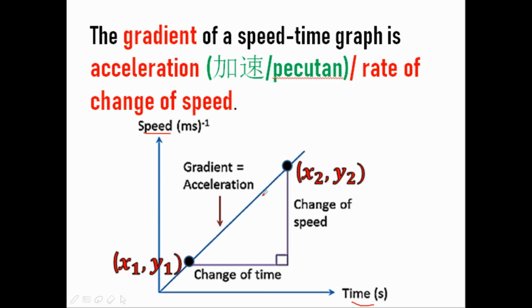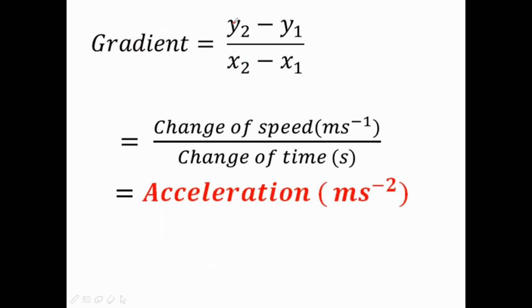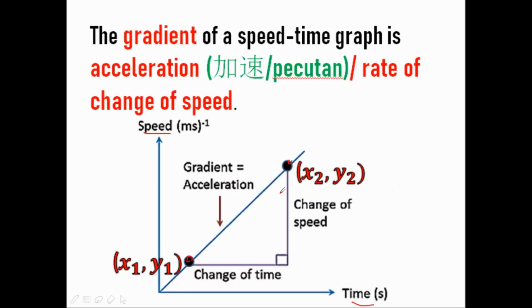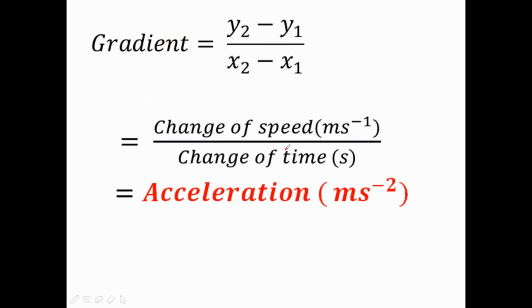So if we find the gradient, we must at least have 2 points. So let's say this point is x2, y2, and the coordinate of this point is x1, y1. Then to find the gradient, we just use the formula of the gradient, y2 minus y1 over x2 minus x1. y2 minus y1 is the change of vertical distance. From this graph, the vertical is speed, so you will have change of speed. Then x2 minus x1 is the change of horizontal distance. From this graph, the horizontal is time, so you will have change of time. Change of speed divided by change of time.